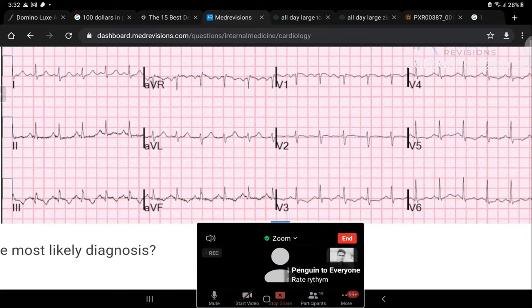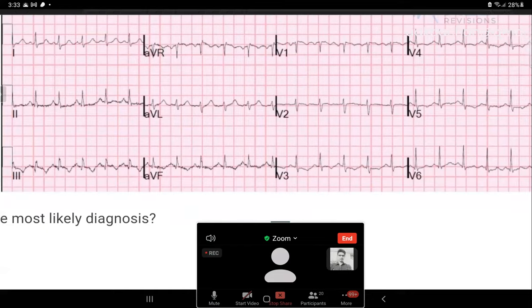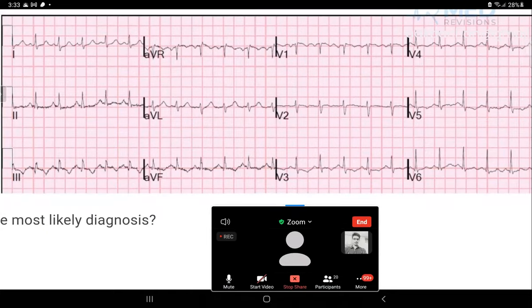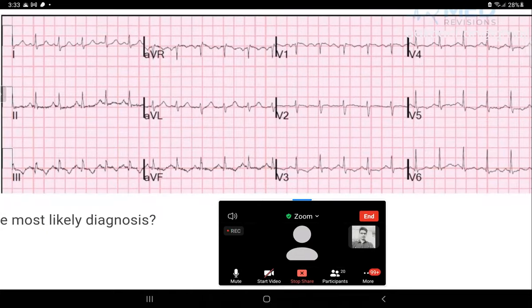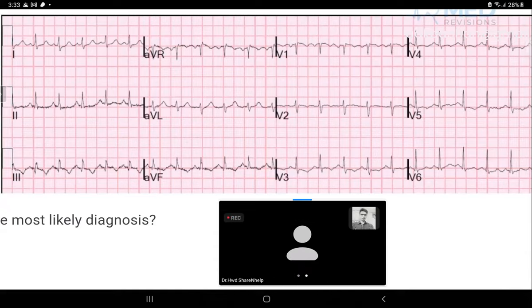The last question's answer was bendroflumethiazide. Thiazides are something that we avoid when we are trying to avoid a bout of gout. Right, bout of gout. This is kind of catchy, no? Okay, so look at the P wave.